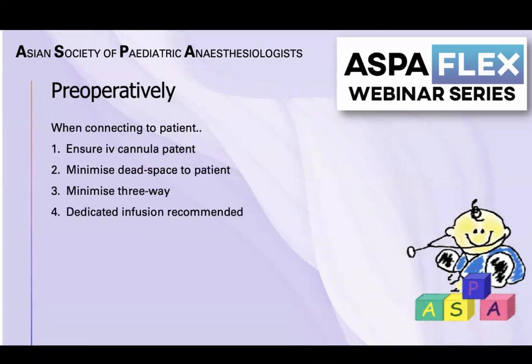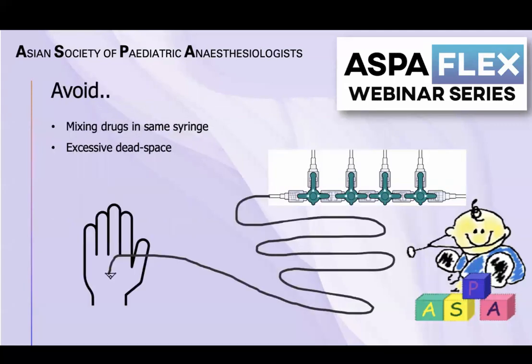When we connect the extension to the patient, we should also make sure that the IV cannula is patent and that the dead space is minimized. There should be a minimal number of three-ways used. Ideally, the infusion should be run on a dedicated infusion line. We should also avoid mixing drugs in the same syringe.